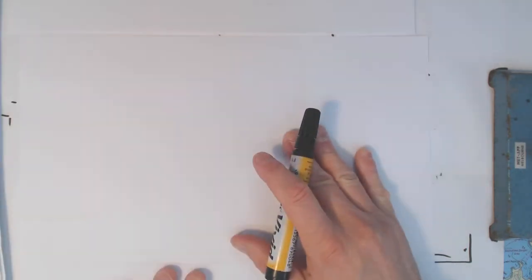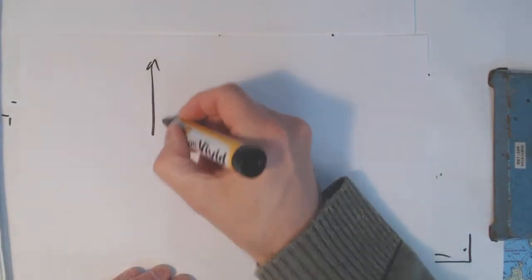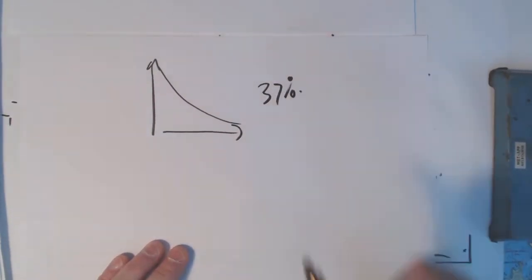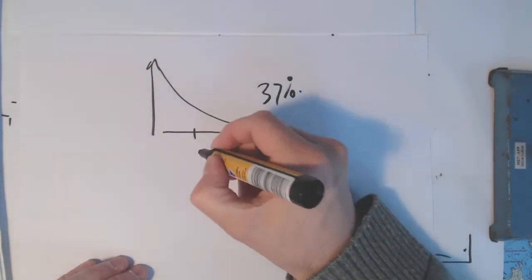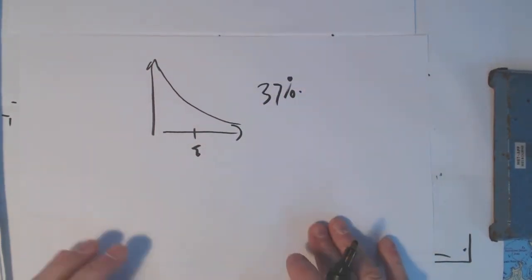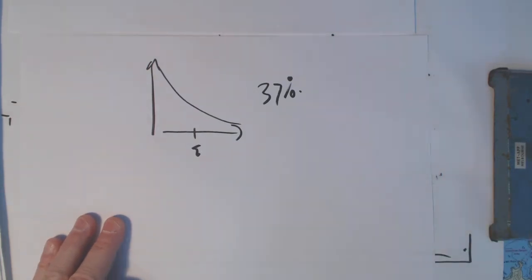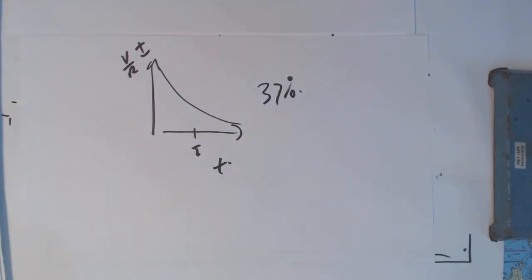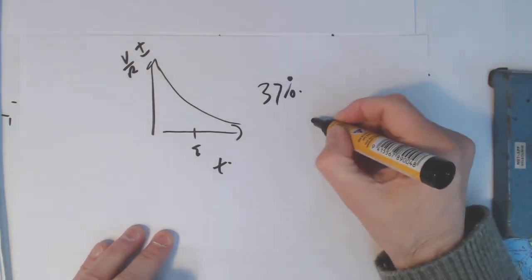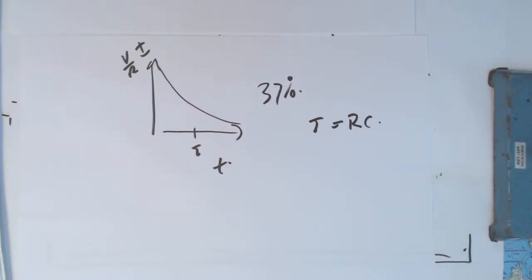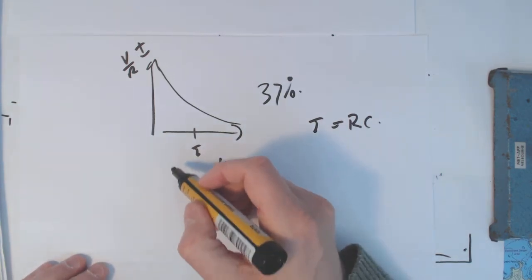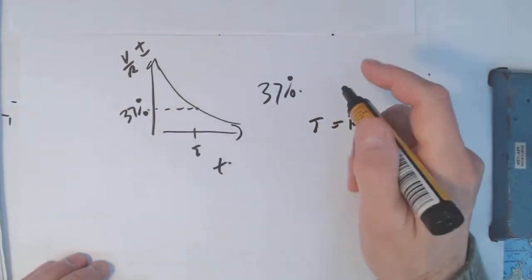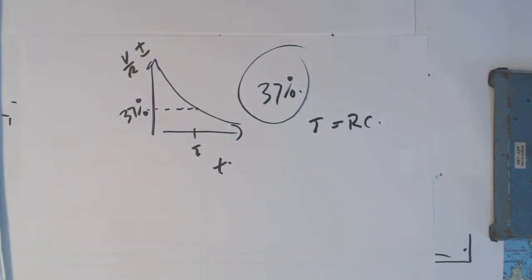And for graphs that look like this, the 37% tells you that after one time constant, remembering like for our circuit, this could be the current starting up at V over R. This is a current time charging graph. If I want to know what the current is after one time constant, which is equal to RC, then after one time constant, the 37% is what the current will be. Graphs that look like this, one time constant is 37%.